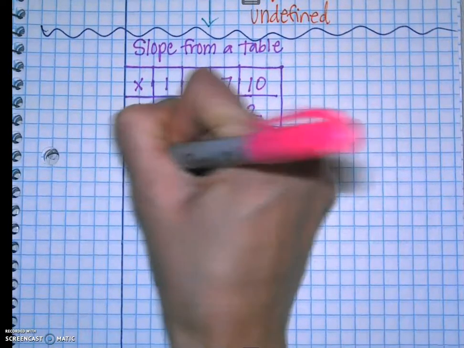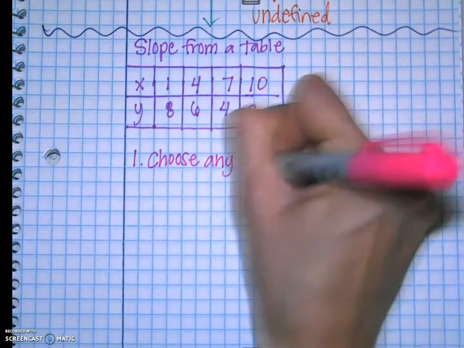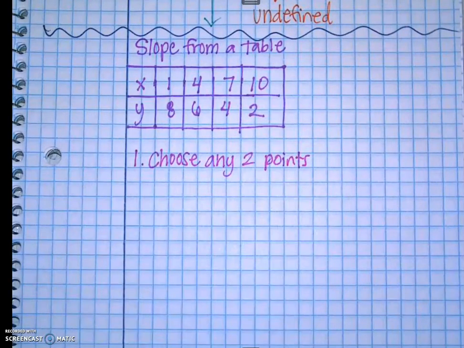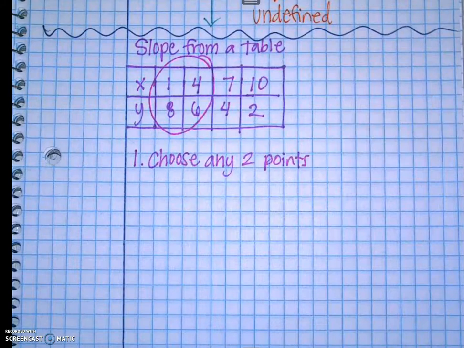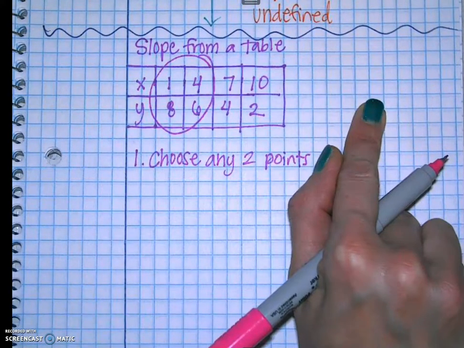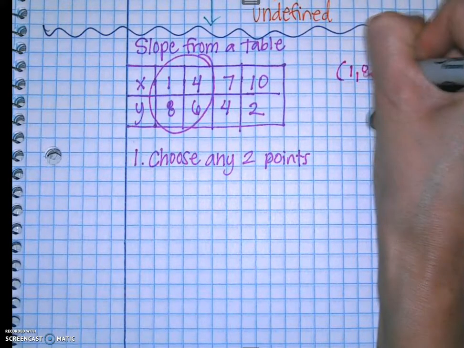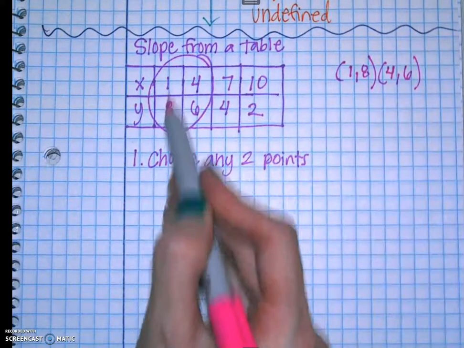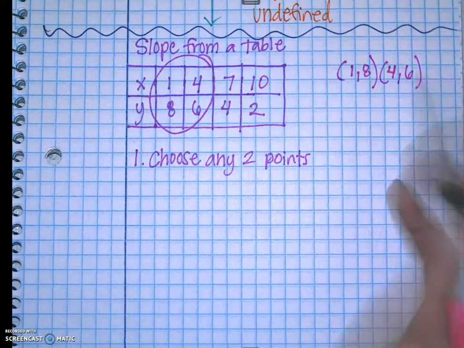So step 1 is choose any 2 points. Now personally, I always try to just pick the easy ones. So I'm going to go with these guys. Okay? So I'm going to choose those. So I'm just going to rewrite them over here so they're a little easier to read. Okay? So I have 1, 8, and 4, 6. Notice it's X, Y, X, Y.